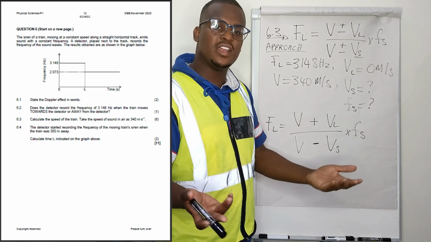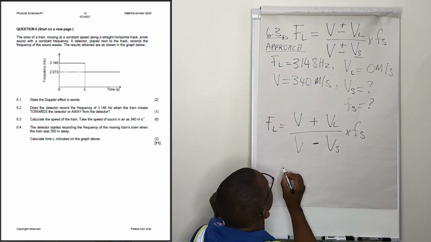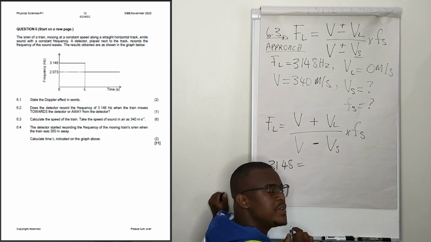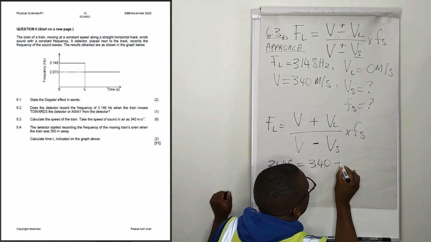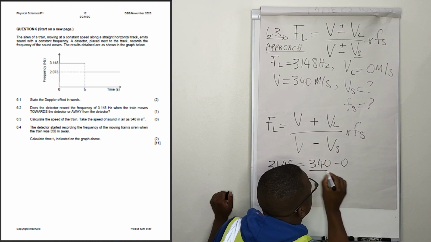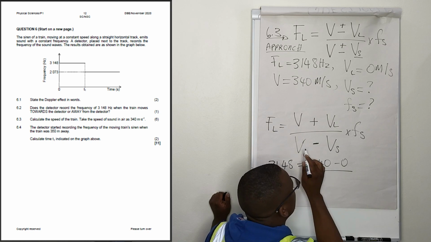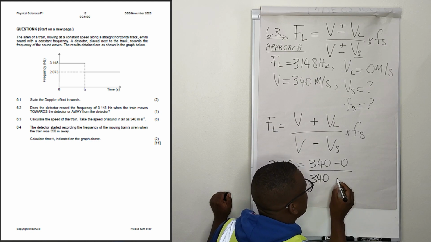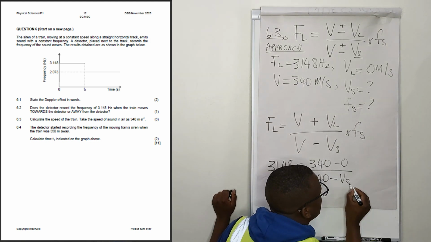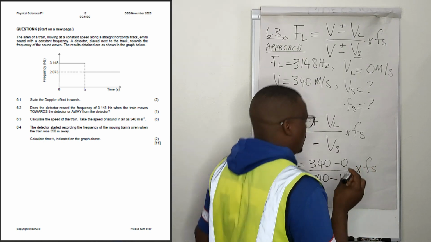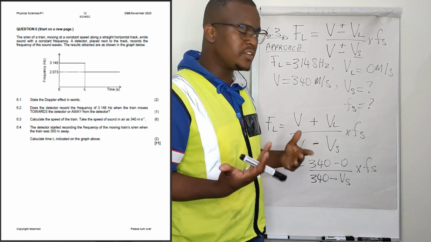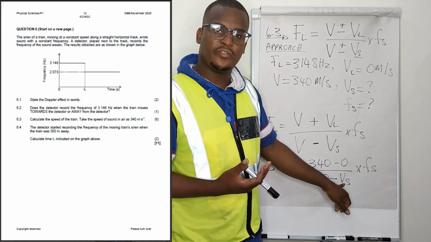So now let's substitute the information that we have. The frequency of a listener, what is it? It's 3,148, is equal to the speed of sound in air, 340, minus the velocity of a listener, which is 0, divided by the speed of sound in air, which is 340, minus the velocity of a source, which is what you don't know, times the frequency of a source, which you also don't know. This is what we want to solve for. But because we have another unknown, it's difficult for us to solve for the velocity of a source.